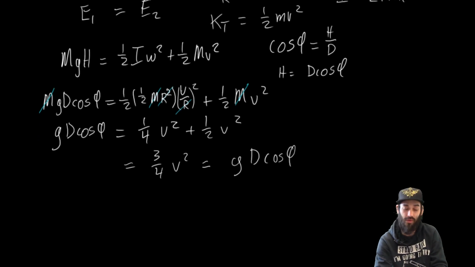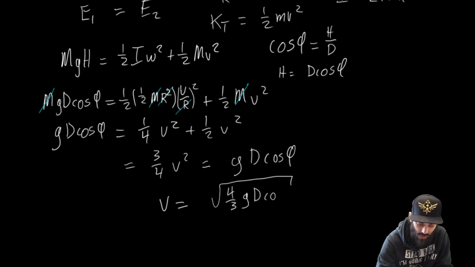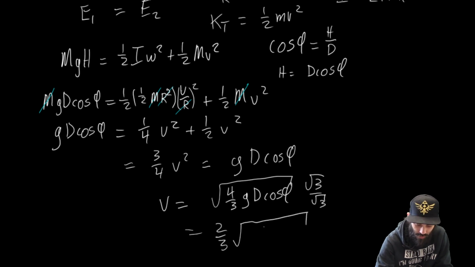We just need to multiply both sides by 4/3 and then take a square root. And so when we do that, we end up seeing that v is going to be equal to the square root of 4/3 g d cos phi. And then we can bring the 4 on the outside, multiply by √3 over √3. And so then we have 2/3 times the square root of 3 times g d cos phi.